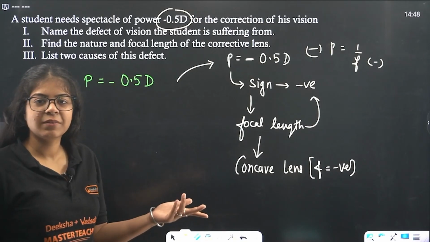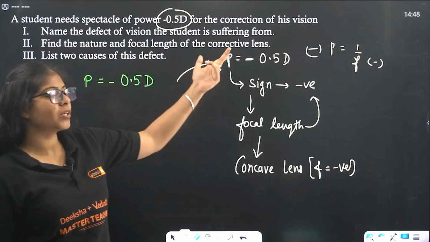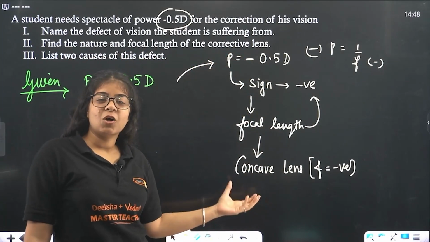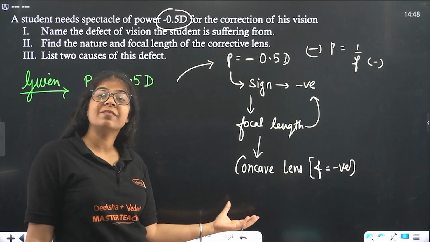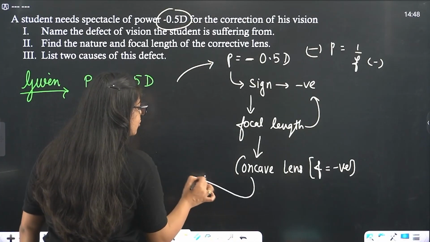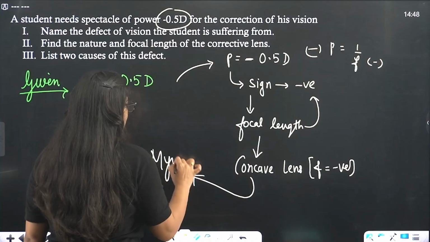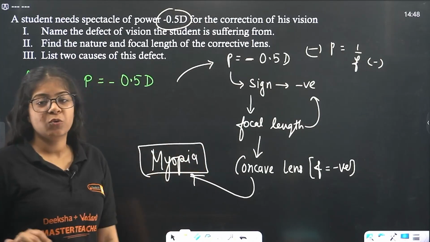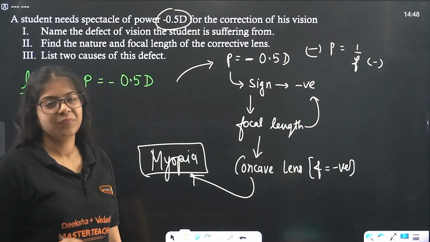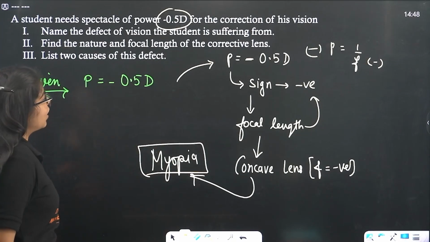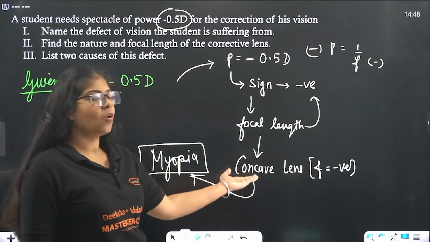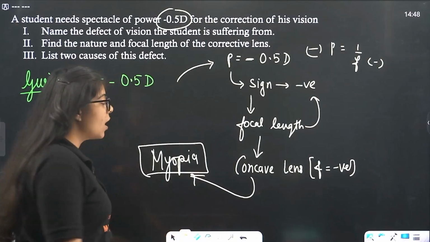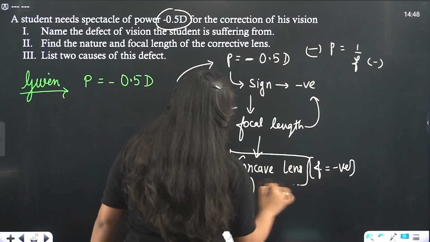That is your answer. Name the defect of the vision the student is suffering from. Concave lens is used to correct which defect? It is used to correct myopia. Understood? Great. Find the nature and focal length of the corrective lens. Nature is already here, concave lens. So, answer number 2 is already done.